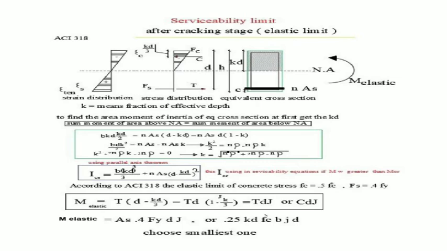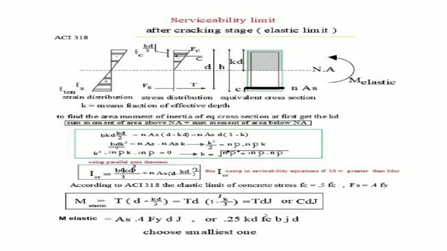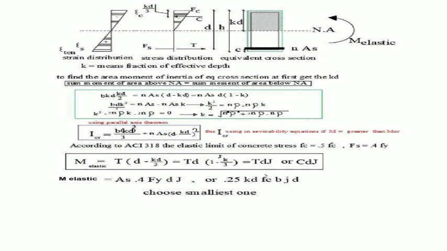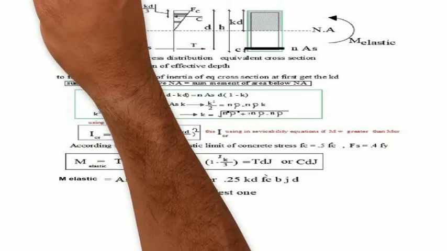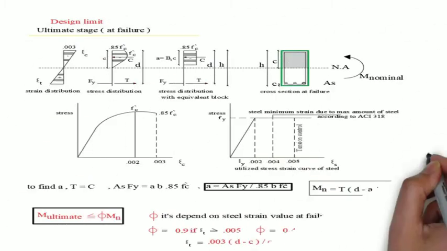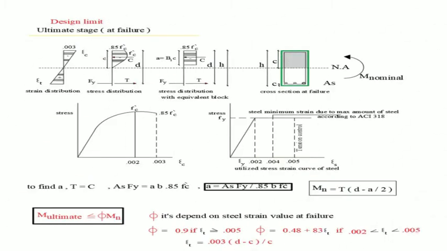So guys, let's move to stage 3. It's called ultimate or the design stage. At this limit we have to calculate M nominal, which is the bending moment that the cross section reaches at failure. In this limit, as you can see, the stress distribution is not linear, but we assume the strain distribution is linear.